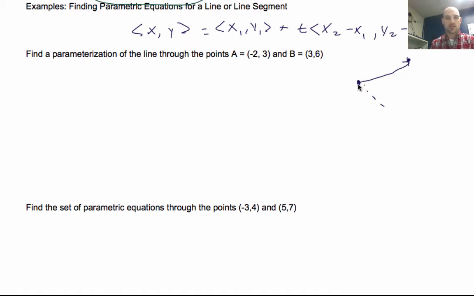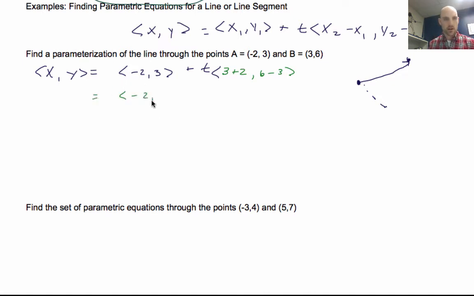All right, so we're going to add that to our initial one, which would be the distance from 0, 0, so it's that point. So x comma y is equal to negative 2, 3 plus t times 3 minus a negative 2, so 3 plus 2, comma 6 minus 3. Check that out. Let's do a little simplification. Negative 2, 3 plus t times 5, comma 3 is equal to, now we have to simplify.